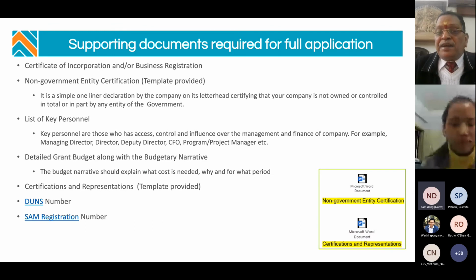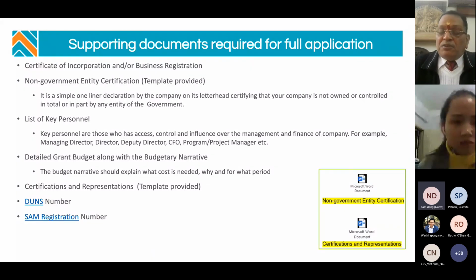There you see 2 Word files, non-government entity certification. It's a very simple one-liner declaration by your company. You don't have to take this certification from anywhere. You just have to give this on your company letterhead, certifying that your company is not owned or controlled in total or in part by any entity of government. That is the only declaration you have to provide on the letterhead of your organization, signed by an authorized signatory.